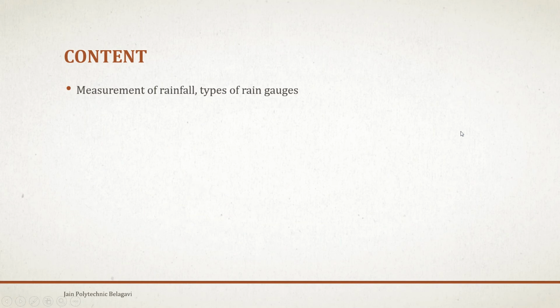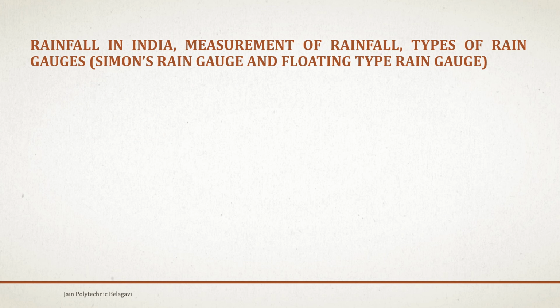the contents: measurement of rainfall, types of rain gauges, and in that the Symons rain gauge and the floating type rain gauge. The first thing we will discuss is rainfall in India, the measurement of rainfall, and the types of gauges, the two types: the Symons rain gauge as well as the floating type rain gauge.